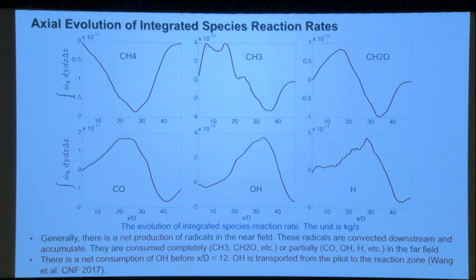Well, anyway, methyl is consumed downstream of about 25, and so is formaldehyde, and it's completely consumed by the end of the domain. Whereas other radicals like CO, OH, and H are partially consumed by the time they're transported downstream.